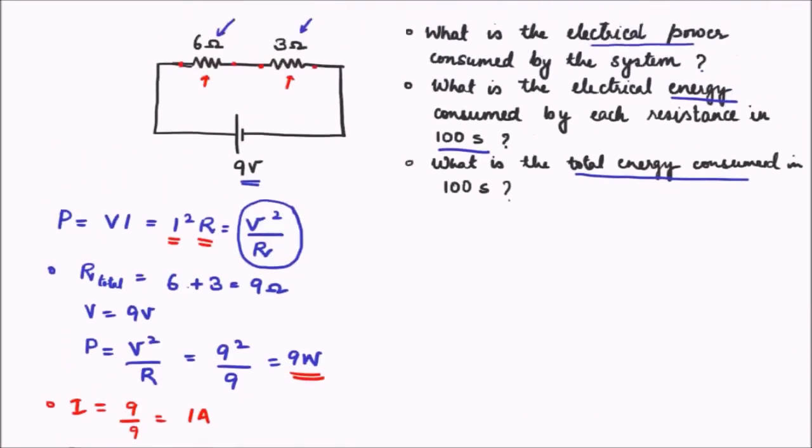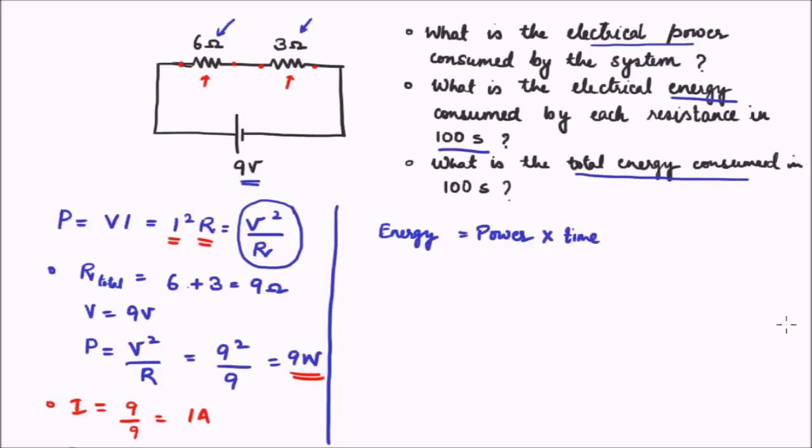Now let us jump into the second part of the question. The second part says that we need to find out the electrical energy consumed by each resistance in 100 seconds. Okay, so electrical energy is basically power multiplied by time. Now if we find out the power consumed by each element, we can just multiply it by time and find out what is the electrical energy consumed by each element.